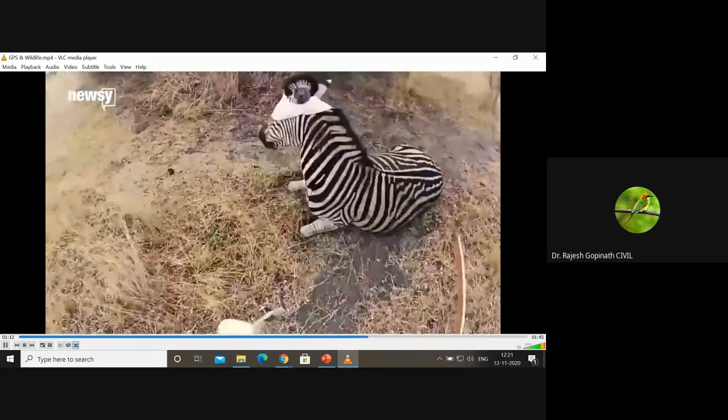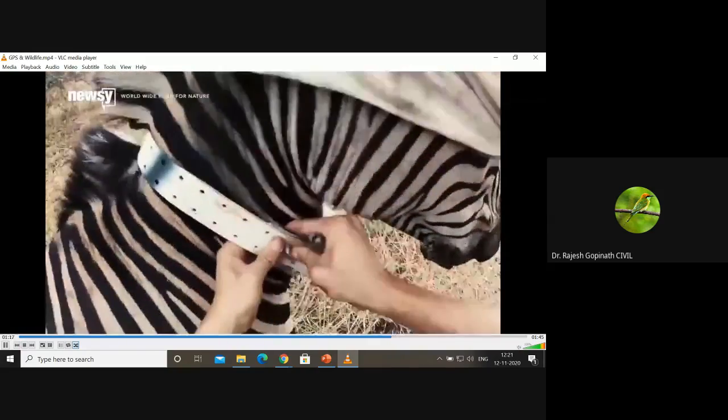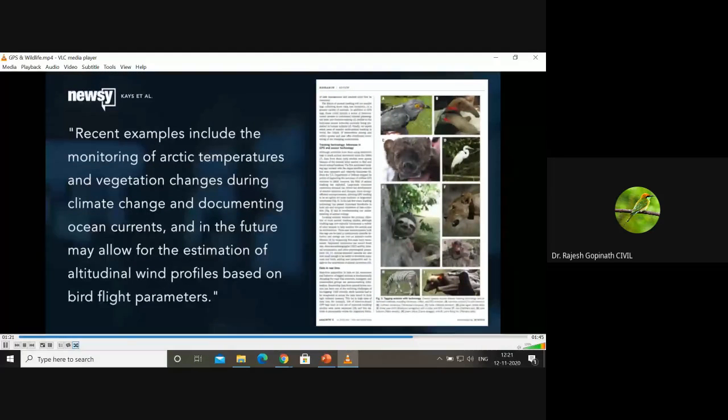Beyond learning about animals themselves, the researchers argue these advances allow scientists to use wild animals as sensors to monitor the changing planet. Recent examples include the monitoring of Arctic temperatures and vegetation changes during climate change and documenting ocean currents, and in the future may allow for the estimation of altitudinal wind profiles based on bird flight parameters.